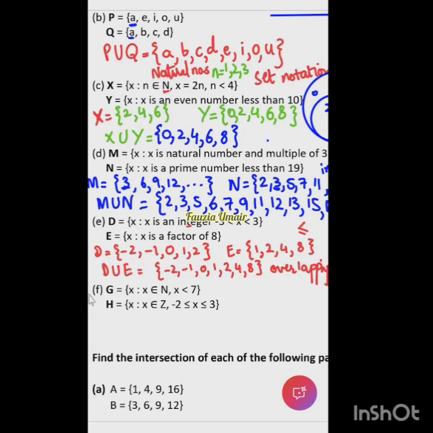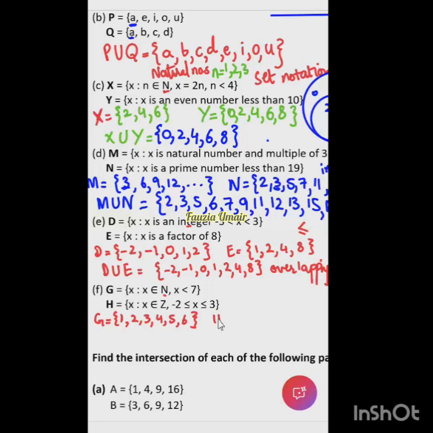So now moving on to the last part, G and H. G is x such that x belongs to the natural numbers, x is less than 7. So what would be the elements of set G? Natural numbers less than 7, right? 1, 2, 3, 4, 5, 6 also. If it were only x is a natural number, then this would be an infinite set, but because there is a condition that x is less than 7, there are only 6 elements in set G.